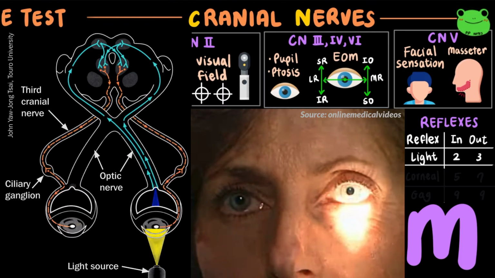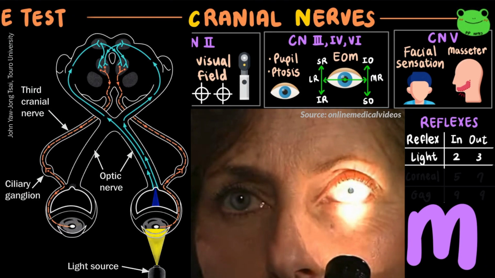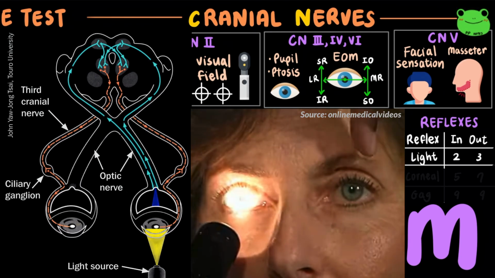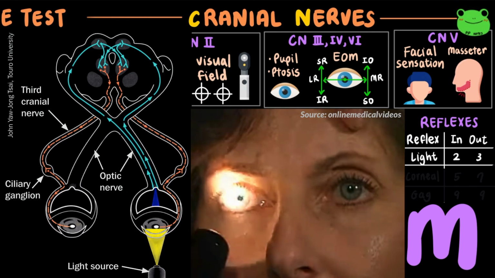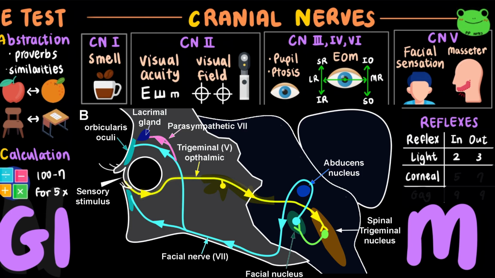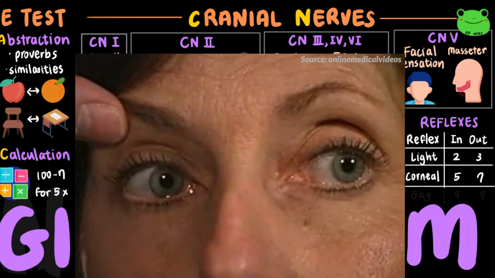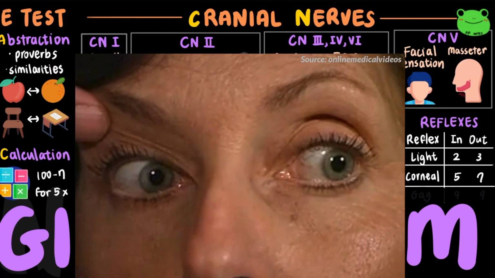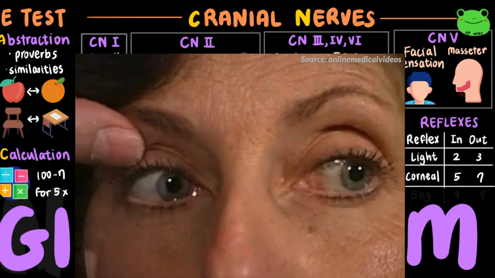To test this reflex, shine a light into one eye. The pupil you shine into should constrict, which we call the direct response. The indirect light reflex is the simultaneous constriction of the opposite pupil. Next is the corneal reflex. The input comes from cranial nerve 5, the trigeminal nerve, which senses the light touch on the cornea. The output comes from cranial nerve 7, the facial nerve, which makes the eyes blink. To test this reflex, gently touch the cornea with a wisp of cotton. A normal response is that both eyes blink involuntarily.